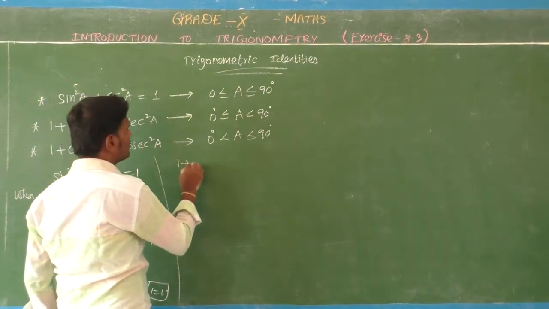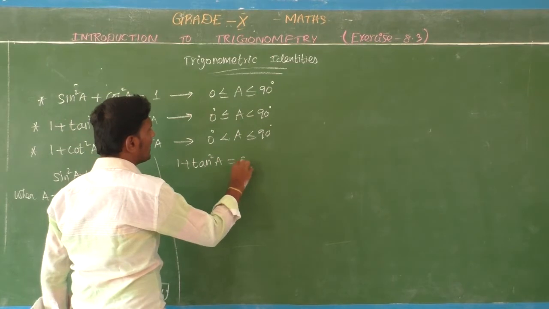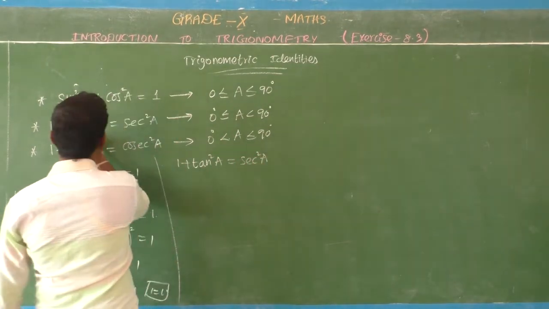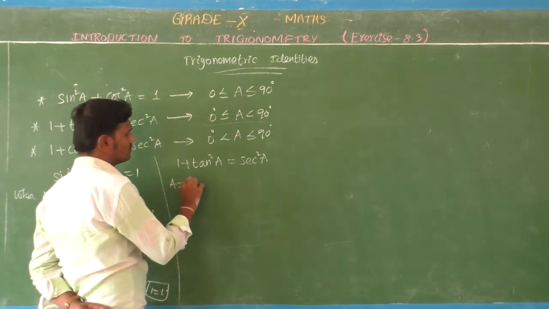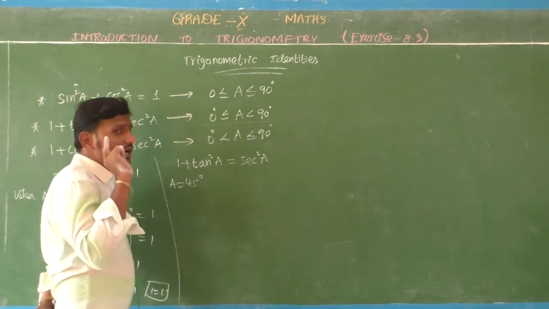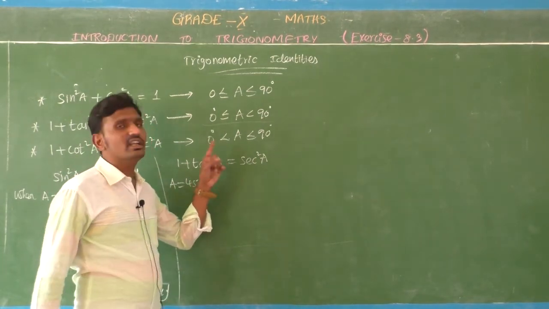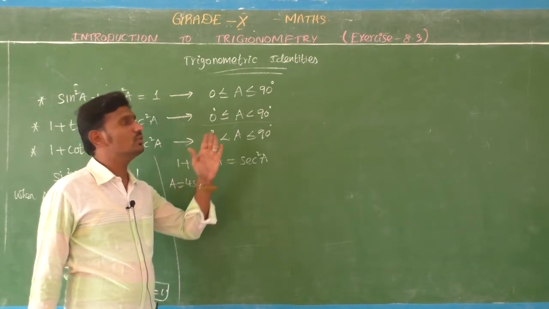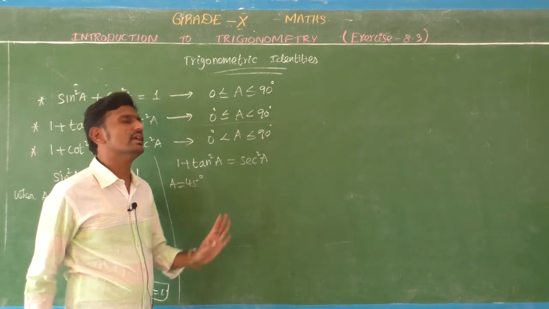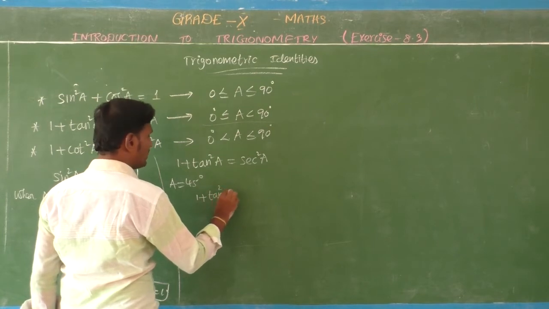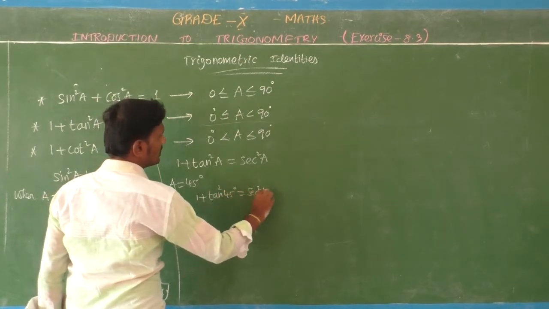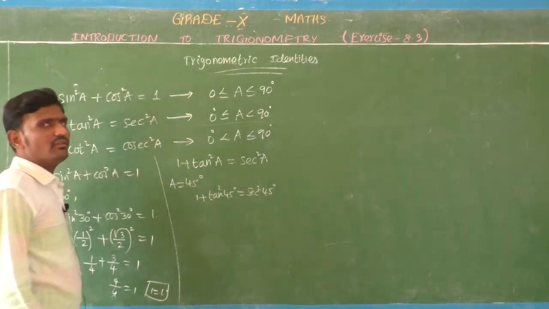And the second identity I am going to take: 1 plus tan square A equal to secant square A. This is satisfied only for 0 degree less than or equal to A less than 90 degree. Suppose I take A equal to 45 degree. Here you are not going to take A equal to 90 degree, we cannot take it, because it is less than 90 only. So A equal to 45 degree means 1 plus tan square 45 degree is equal to secant square 45.